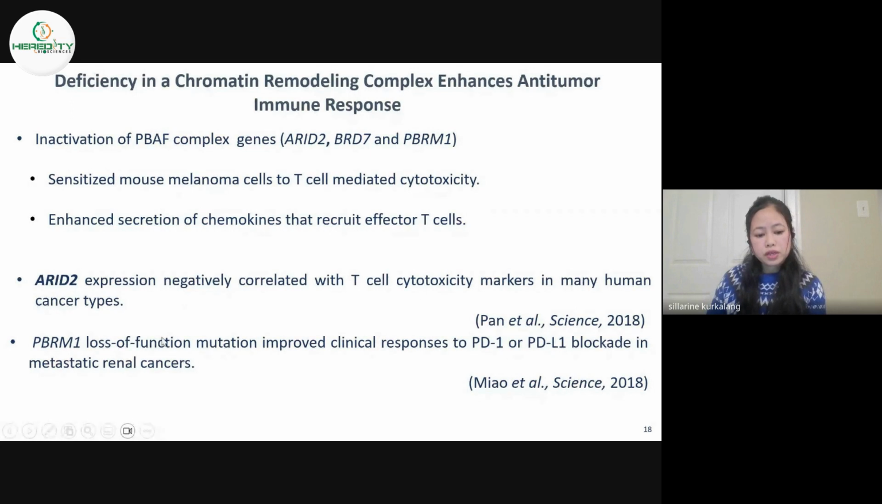Patients with this loss-of-function mutation, the inactivation of PBRM1, showed a better response when treated with PD-1 and PD-L1 inhibitors in metastatic renal cancer, compared to those patients who do not have this mutation, where PBRM1 is not inactivated. This shows the importance of these PBAF complex genes.